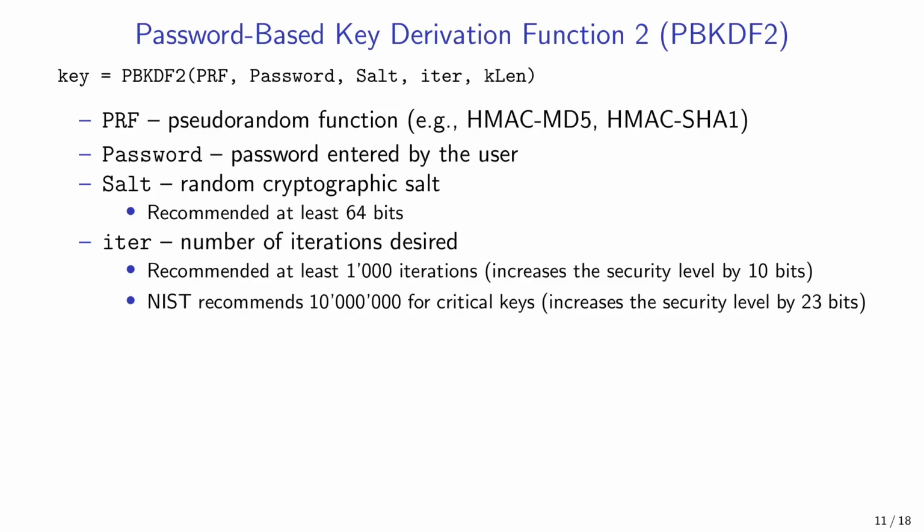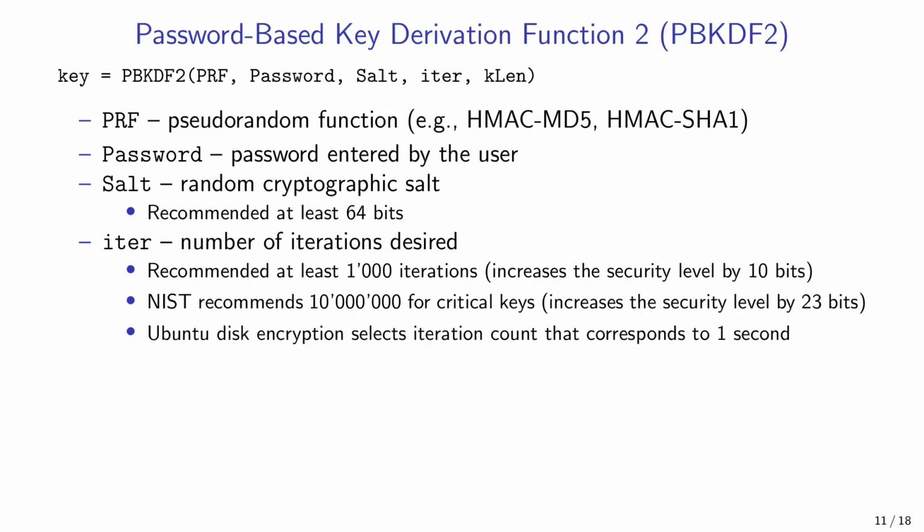I can tell you that on my computer it takes around 10 seconds to derive such a key. But I can probably wait 10 extra seconds when booting my computer or when opening an encrypted file container. Now, for instance, Ubuntu disk encryption selects an iteration count that corresponds to 1 second. So when configuring the disk encryption, the performance of your computer is measured and an iteration count that corresponds to 1 second on your computer is chosen. So it means that after entering the password, your computer will hang only for a second. But this also means that the slower your computer is, the less secure encryption you will get, right?